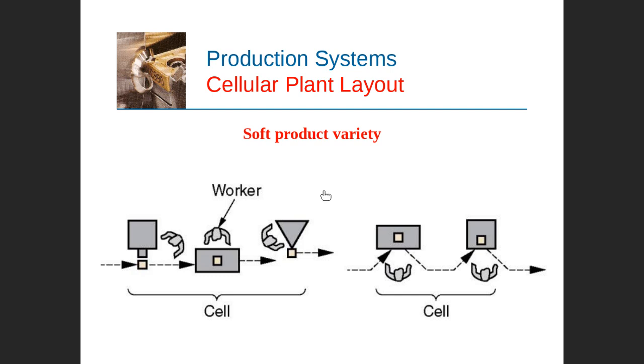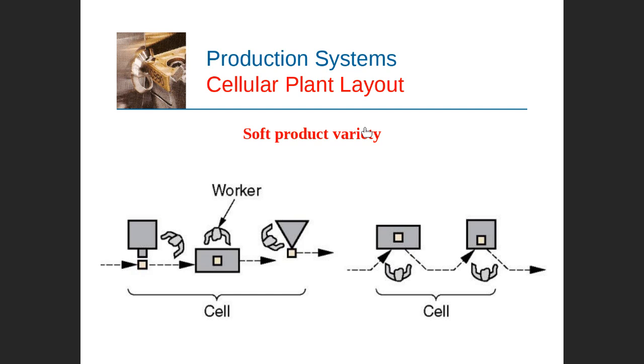Cell 2. Then I send it to cell 2, and the part will be produced totally here in the cell. Probably I may need 2 cells. Maybe 1 cell is enough, maybe more than 1 cell is needed. Then I send it to another cell to complete the production. So it is called cellular manufacturing, but this is more for soft product variety rather than hard or medium product variety. We call it a cellular plant layout, right?